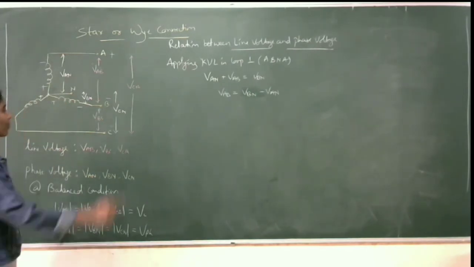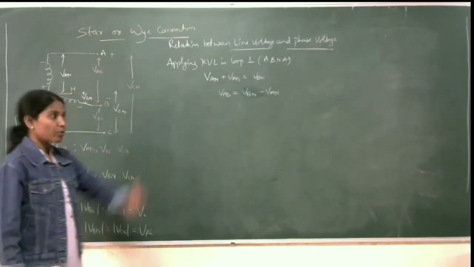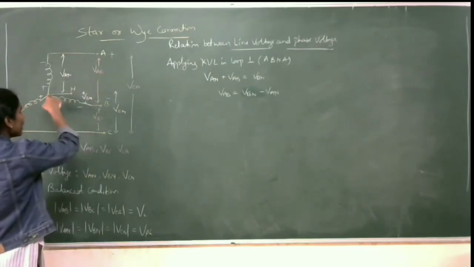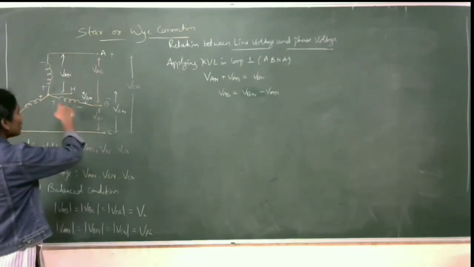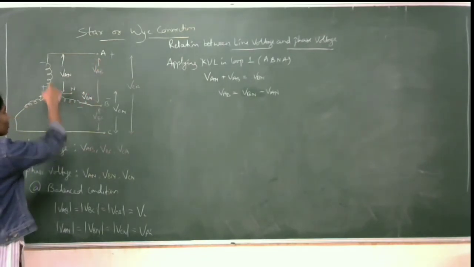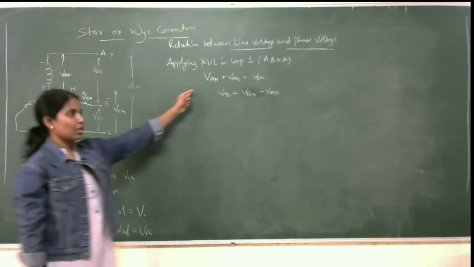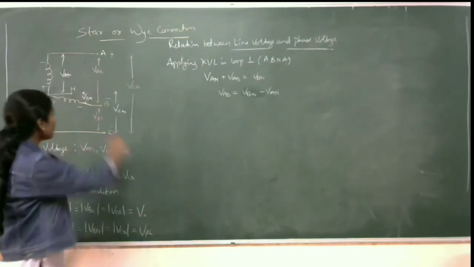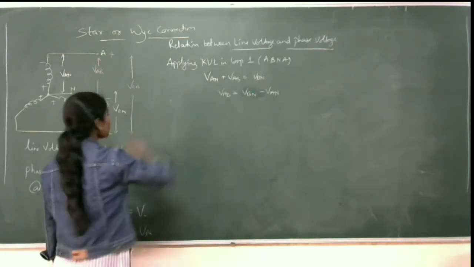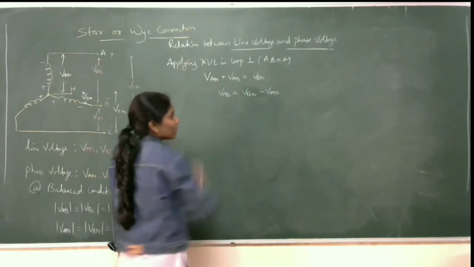Here, first, we are going to apply KVL in loop 1. What is my loop 1? That is this, my first loop, from A to B and back to A. Here I have three voltages, that is VAB, VBN, and VAN. These three voltages can be taken for this KVL equation. According to the polarity, you can check the equation I have written. The value I am getting here is VAB equals VBN minus VAN.